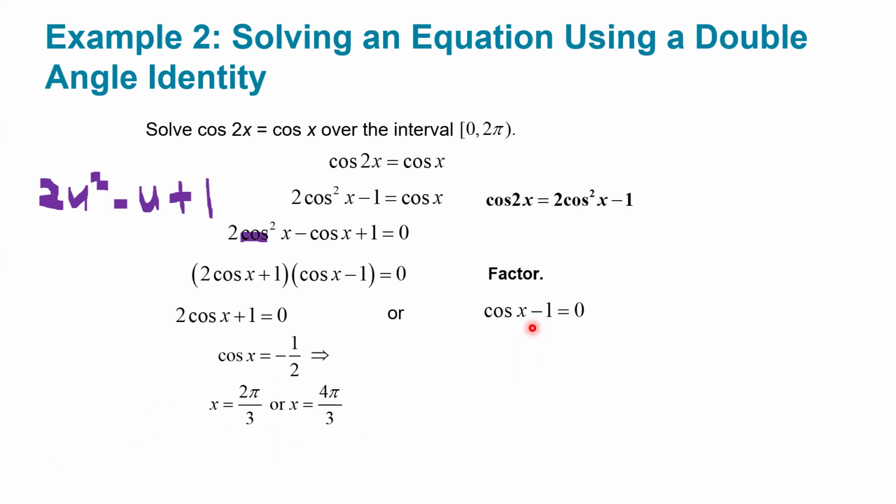Okay, over here, we need to get cosine by itself. So in order to get cosine by itself, what will we do? Add 1. So now we're asking ourselves, when does cosine equal 1? At 0. Cosine equals 1 at 0. So your solution set is 0, 2 pi over 3, and 4 pi over 3.